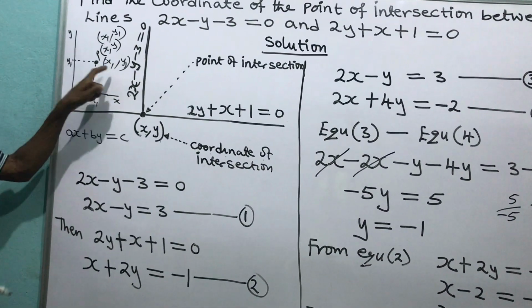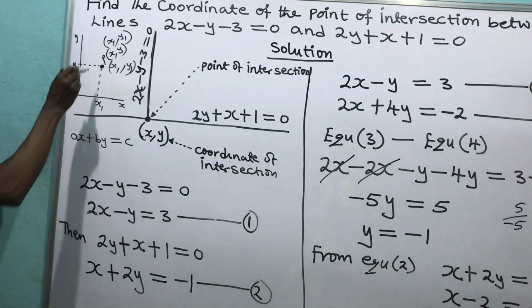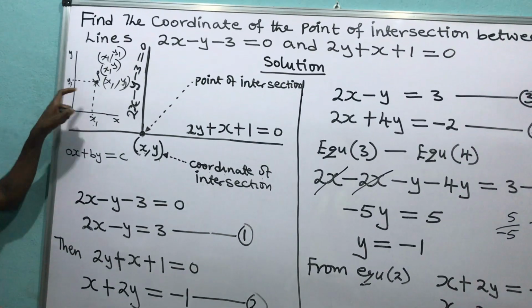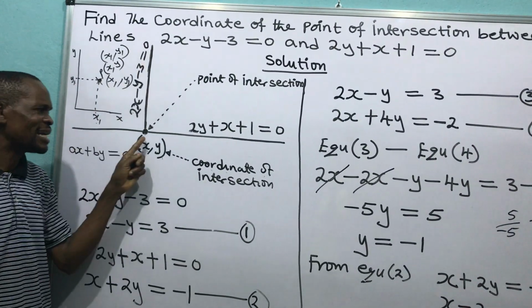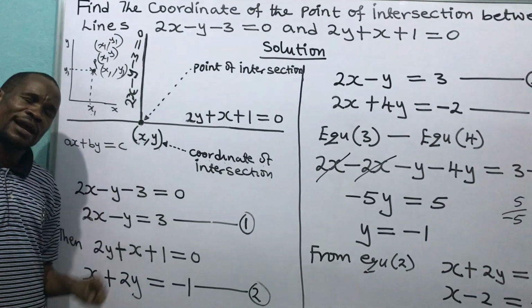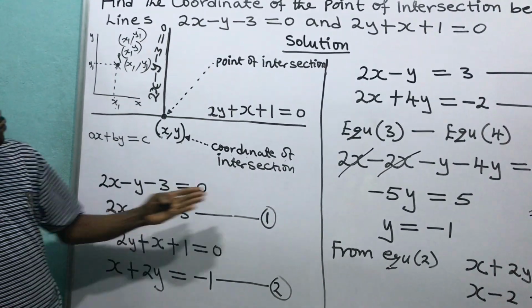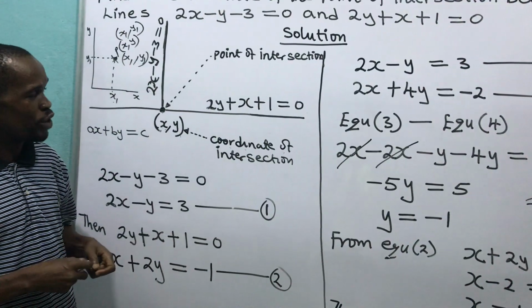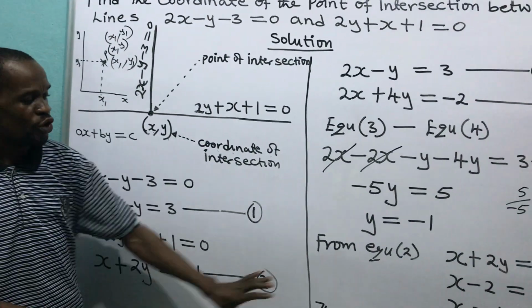That's the point of intersection of this plot. So I have plotted this graph, and this graph, look at the point. So the point of intersection of these lines becomes x, y. We will begin to look for it by solving the two equations of the lines simultaneously to get the value.